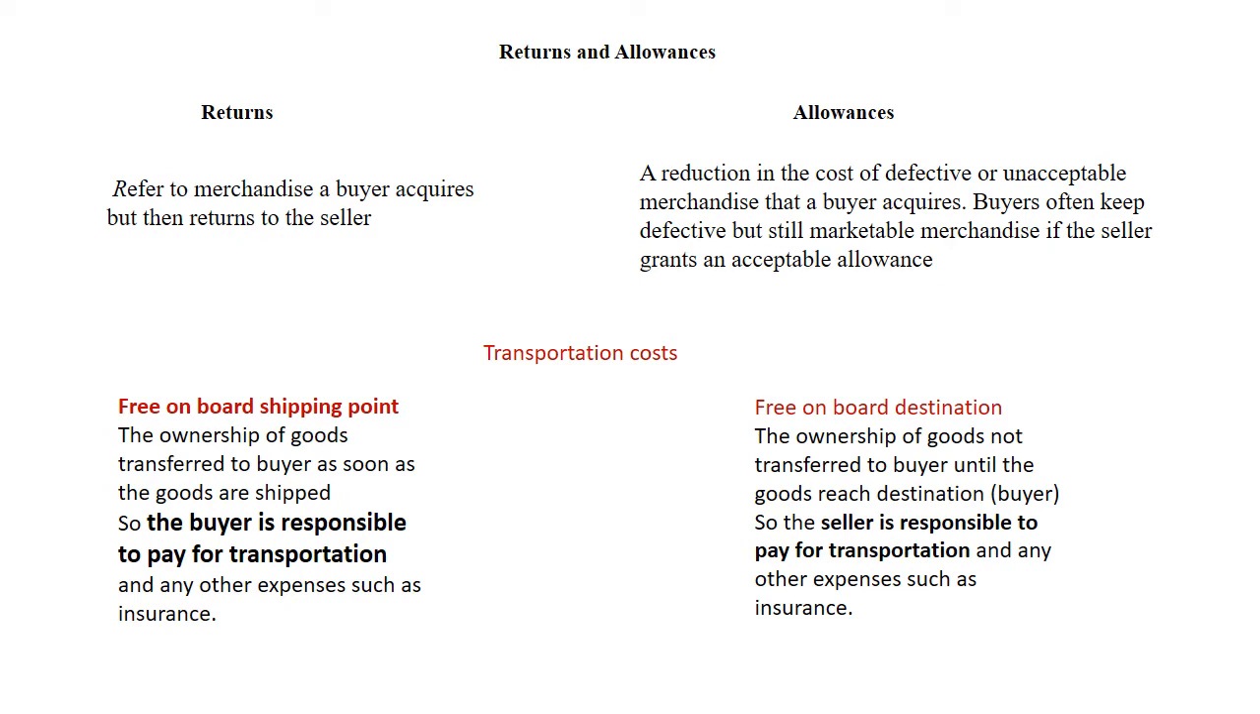If it's free on board destination, it means that the goods will be owned by the buyer only when they reach his store. The seller is responsible for the goods and has the ownership of the goods during its way until it reaches the destination. So that's the difference between free on board destination and free on board shipping point. Free on board shipping point means the buyer is going to pay for the transportation. Free on board destination means the seller is going to pay for transportation.